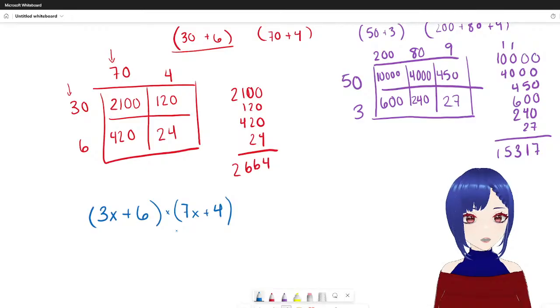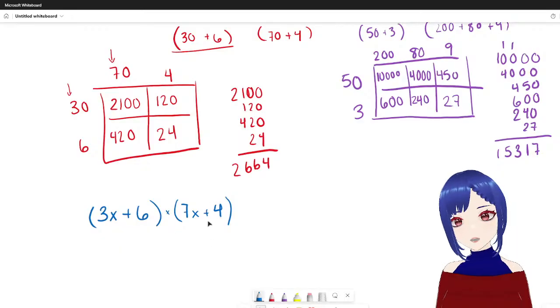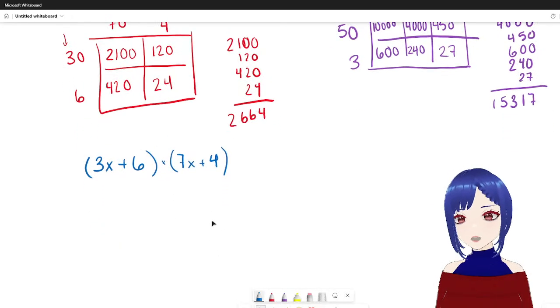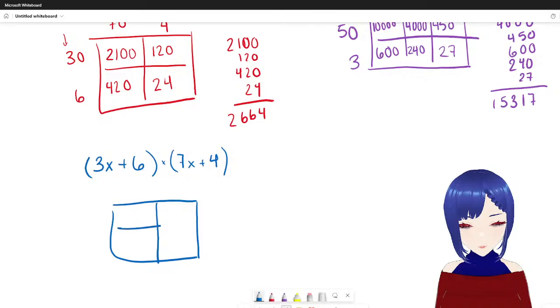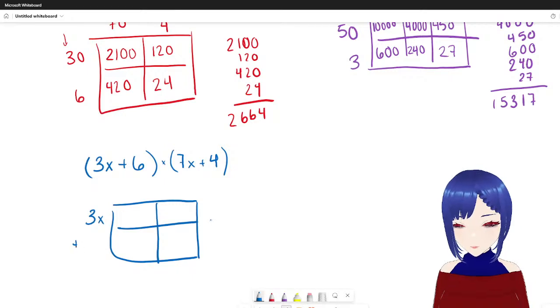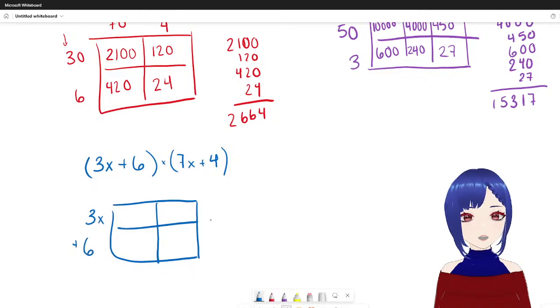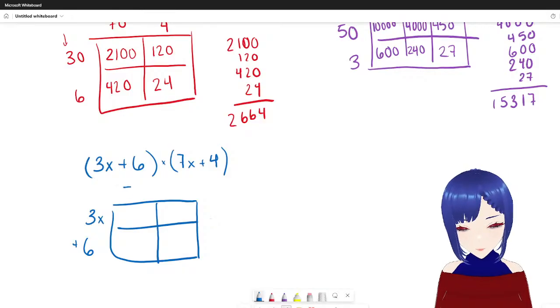I did draw it a little too big, so I'll just have to move the screen. And then to set it up, we do the same thing. We create our box. We're going to make a 2 by 2 box. And we have 3x, and when I do this with algebra, I like to keep the symbol, so plus 6. Especially when we have subtraction, even though I said I'm not going to do any subtraction. But I like to keep the symbol there because it helps remind us if we have a positive or a negative number. So then we have 7x plus 4.